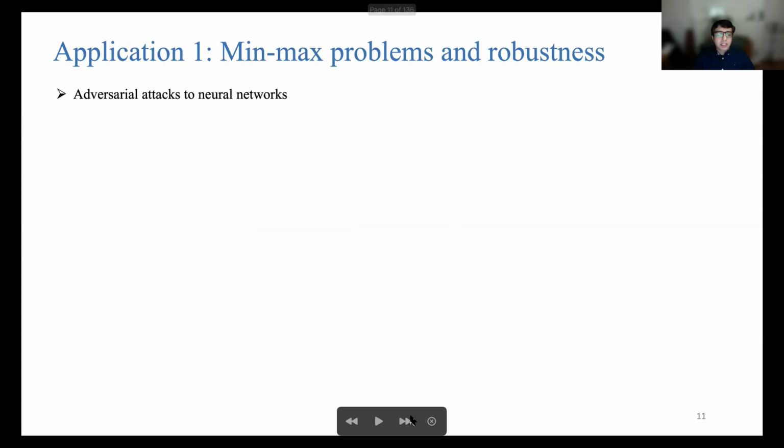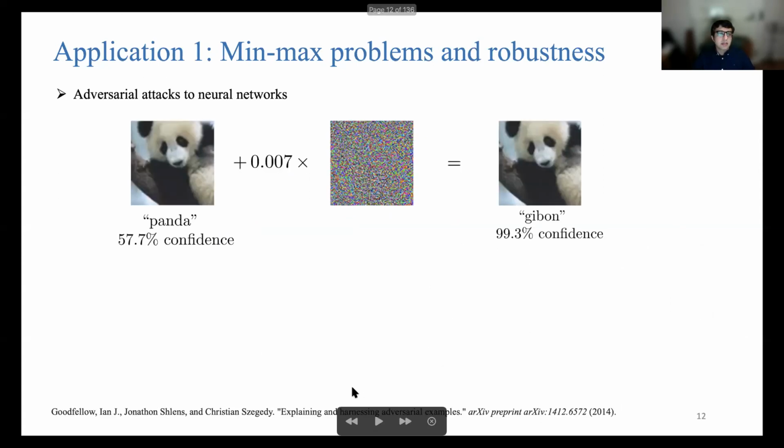Another application of robustness is in recent adversarial attacks on neural networks. You have probably seen this image a lot recently. This is an image of a panda that is classified with high confidence by the neural network, 57%, for example.